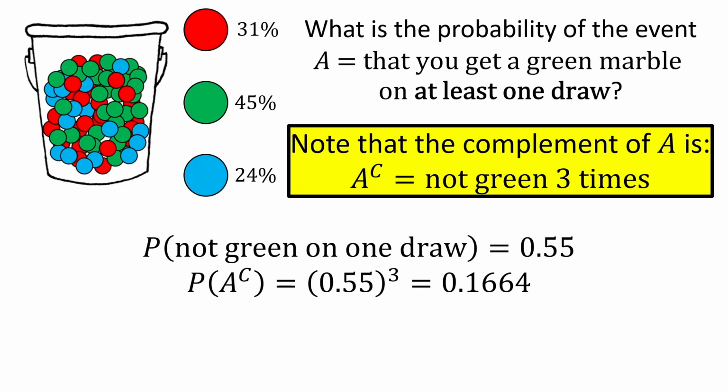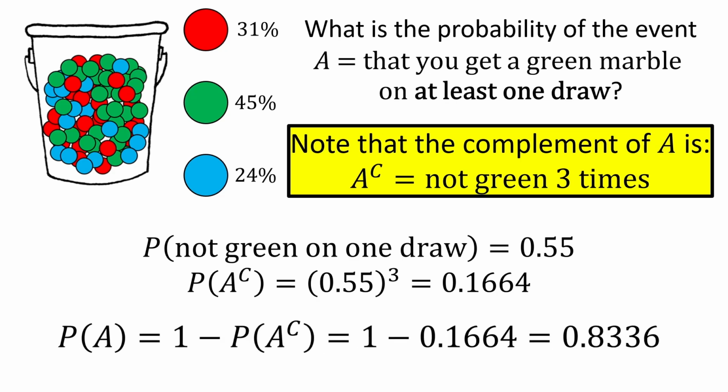So the probability that at least one of them is green is 1 minus that, because we don't want the probability of A complement. We're looking for the probability of A, that at least one is green. And so, yeah, I almost forgot. The probability of A is 1 minus the probability of A complement. That's the complement rule. And so in the end, we get about 83% probability that at least one of those 3 marbles that you draw with replacement is green.